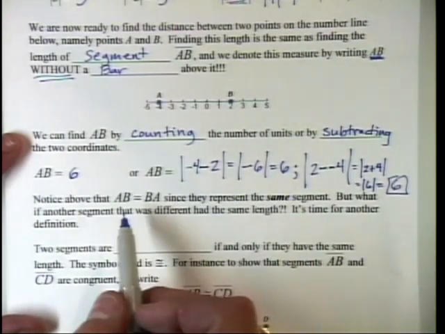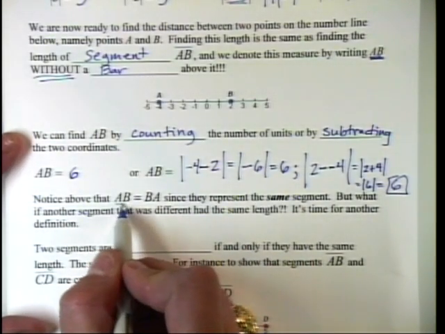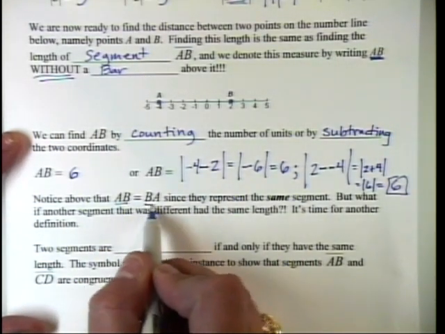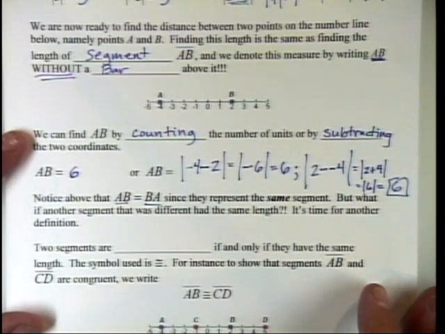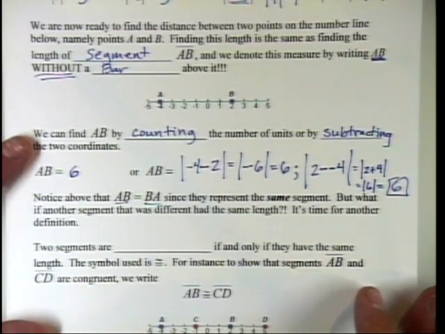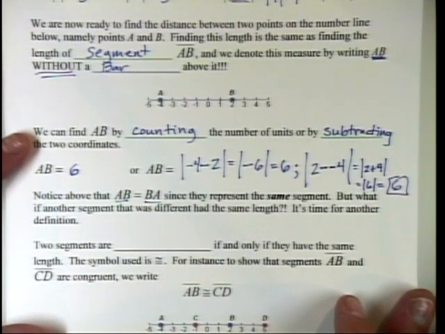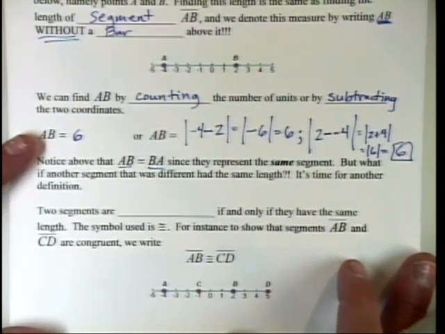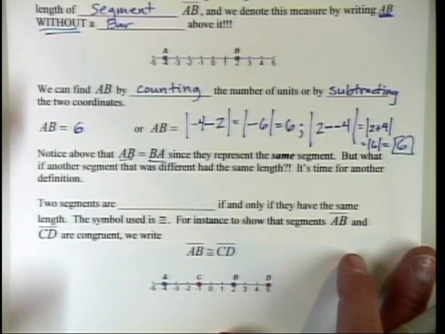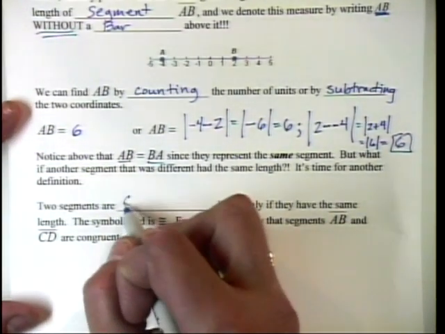All right, also notice that above, we can say the measure of AB is the same as the measure of BA, since they represent the exact same segment. But what if another segment that was different, a unique segment, had the same length? Well, I'm glad that you asked if you did. It's time for another definition. Here we go. 2 segments are considered to be congruent.